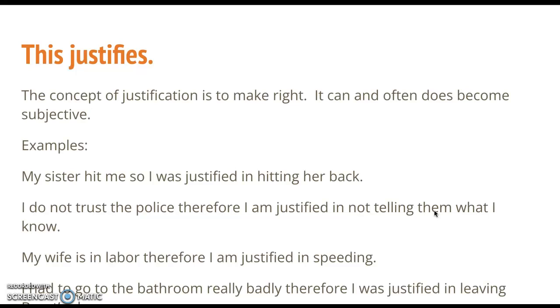Or, again, this is an issue at my old school. I'm using my old school's notes. I had to go to the bathroom really badly, therefore I was justified in leaving Brent's classroom. They called me by my first name at that old school. So, again, this is an issue so relevant at our school. Interesting how the bathroom keeps coming up. But if you have to go really bad and I said you can't go right now, are you justified in leaving because you have to go?